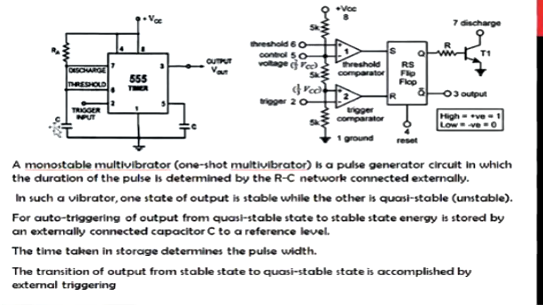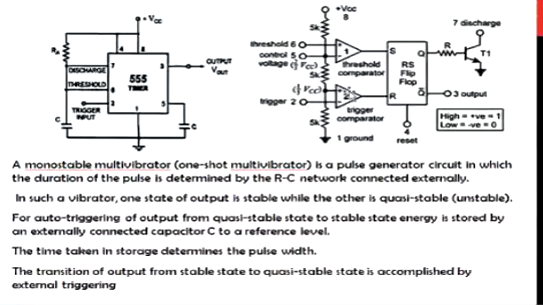So at the time it reaches 2 by 3 VCC and goes above this 2 by 3 VCC, the comparator 1 will be active. So it goes to high state. That means set condition. Q is equal to 1 and Q bar is 0. That means it goes to the low state. When Q is equal to 1, the capacitor starts discharging and goes to the stable state. That is, the output goes to low state. So whenever we give a negative trigger pulse with magnitude less than 1 by 3 VCC, this is active.